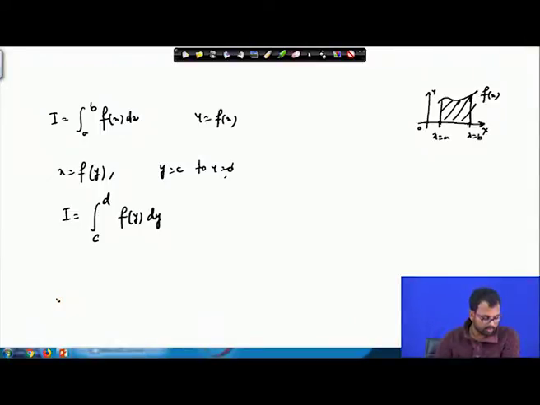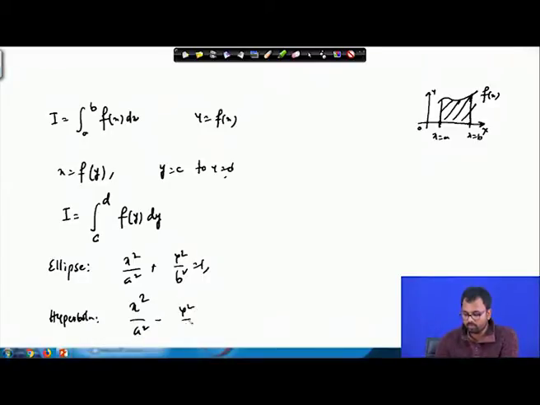Now we might be given curves like an ellipse, x square by a square plus y square by b square equals 1, or we can be given a hyperbola, x square by a square minus y square by b square equals 1, and several other curves. So what kind of area is bounded by this curve and between two given points? We can be given any curve and some points, and using that we can calculate the area bounded between the points and the given curve. That's what we mean by areas of plane regions.